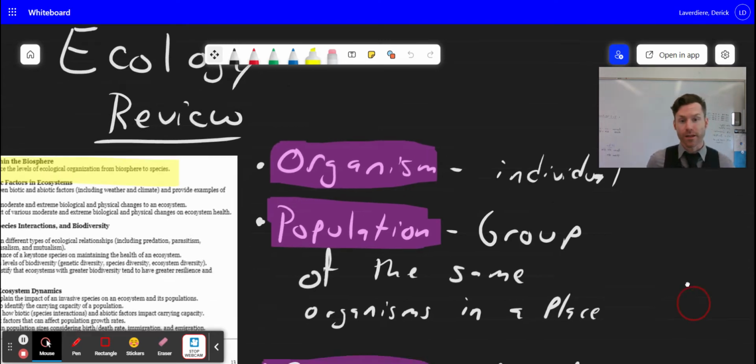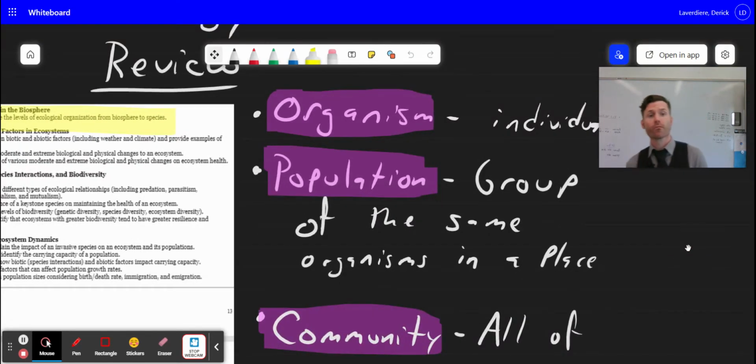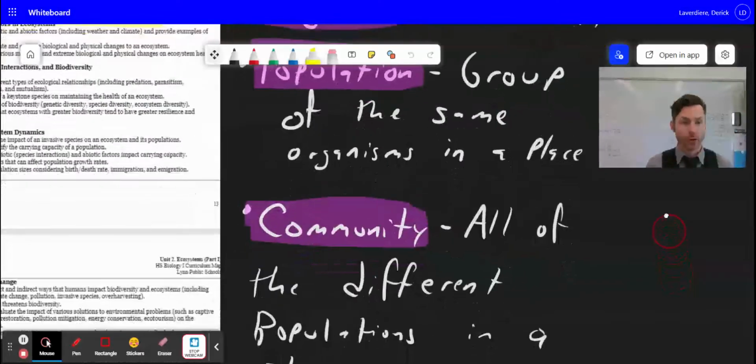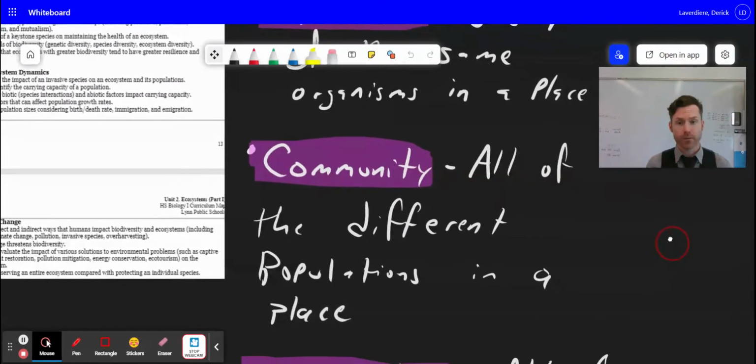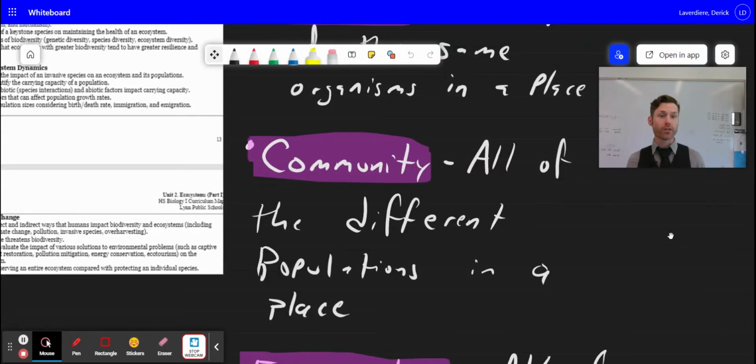Right? The next level up is population. And so a population is a full group of these same organisms in a place. Right? And so there's a population of humans within Lynn English High School. A community is the next level up, and that is all of the different populations within a place. So within Lynn English High School, there's a community of different living things.